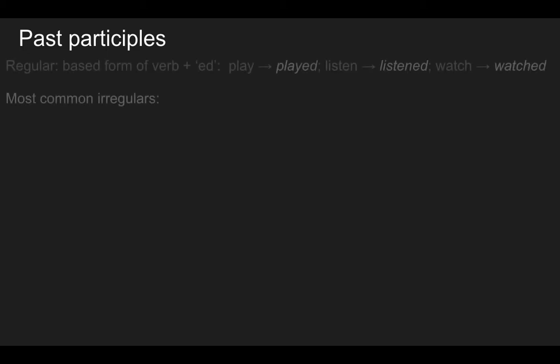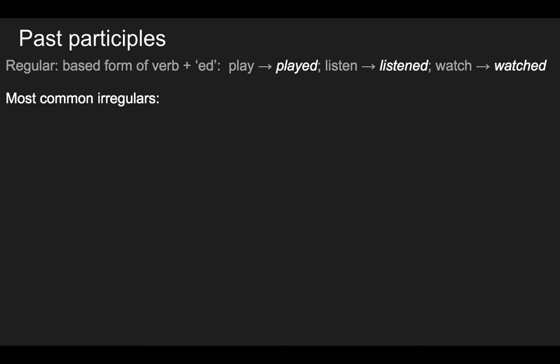So that's the regular past participles, exactly the same as regular simple past. So you may be wondering, what's the difference? Well, there we have it. The regular form of a past participle is the same as the regular form of the past simple. But there are irregular verbs, and they're sometimes different to the past simple. So you have to learn them differently.